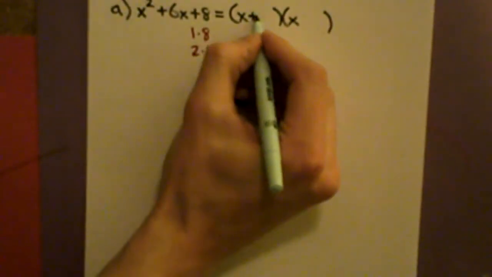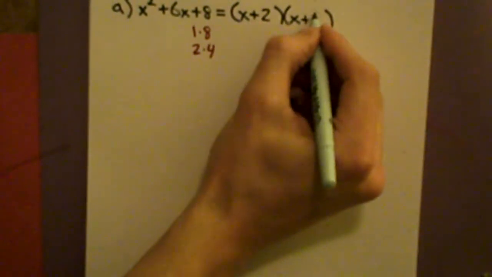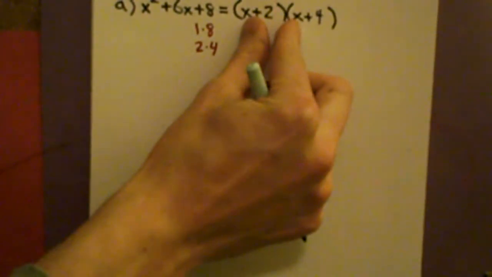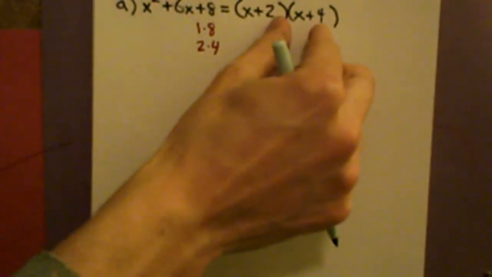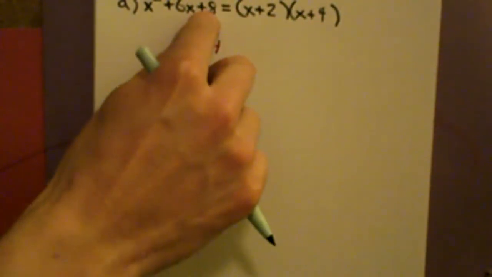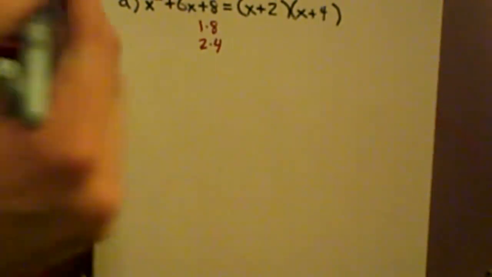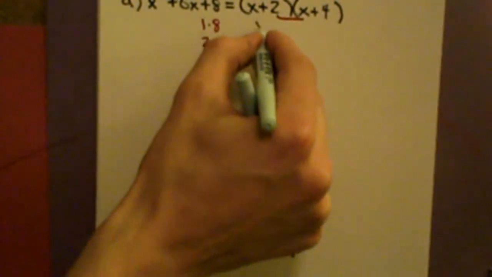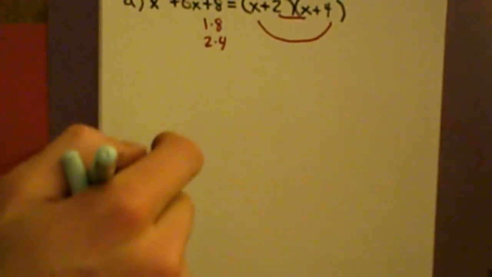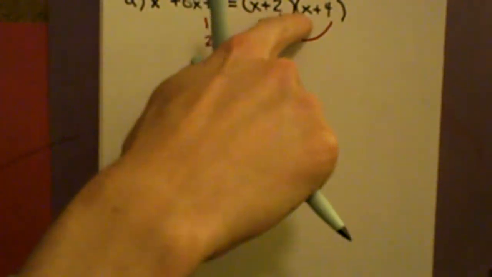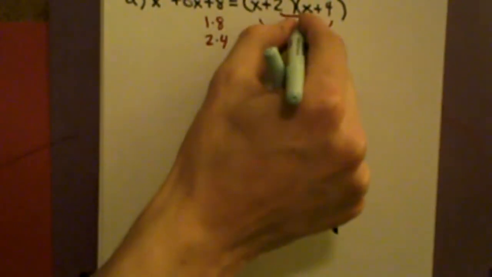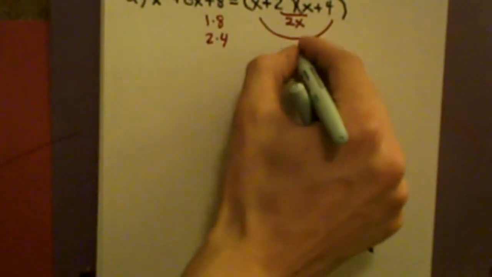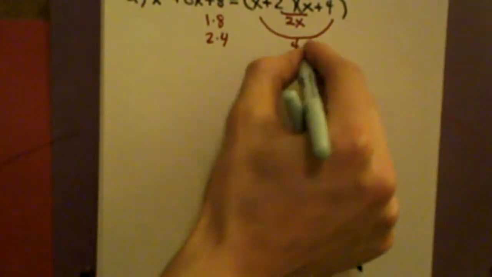So if I take a positive 2 here and a positive 4, I know that for my FOIL, x times x gives me x squared, and the last part, 2 times 4, gives me 8. Those parts should be easy. Now to check, we want to check these guys, and these guys. So if I check 2 times x, that multiplies out to 2x. And if I check x times 4, that comes out to 4x.